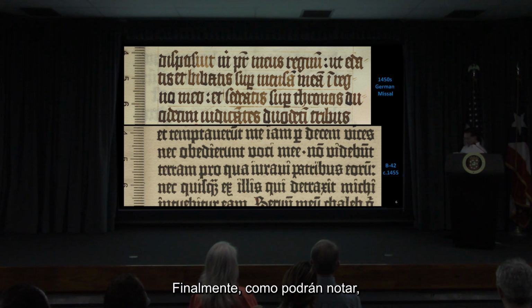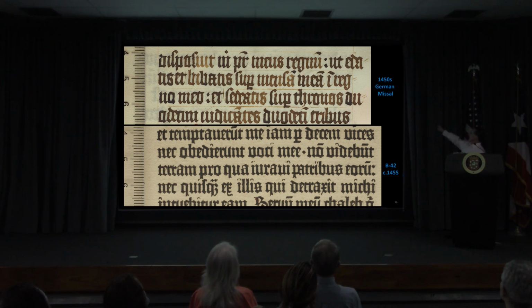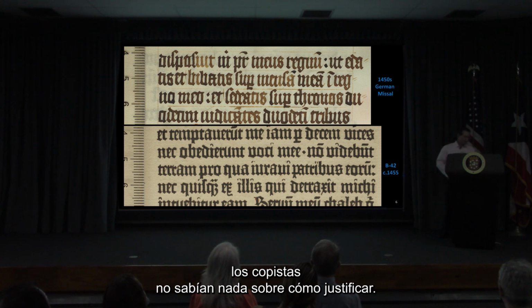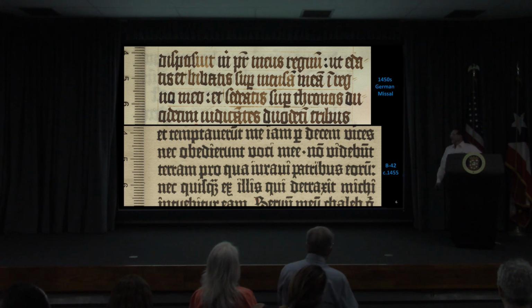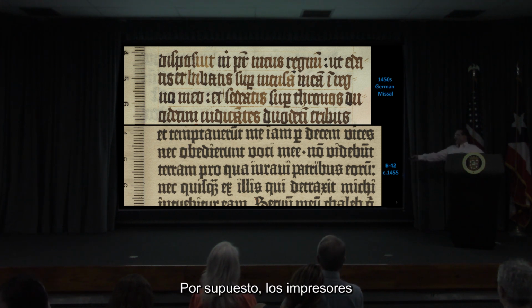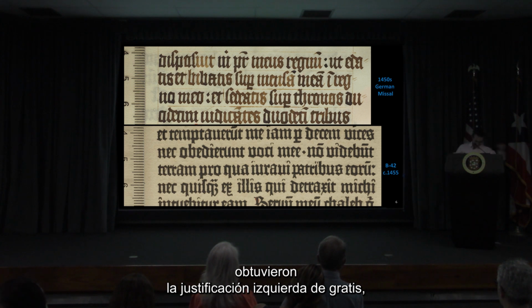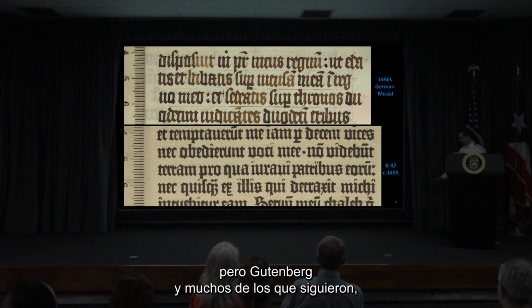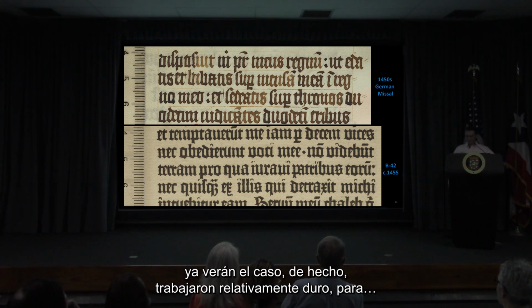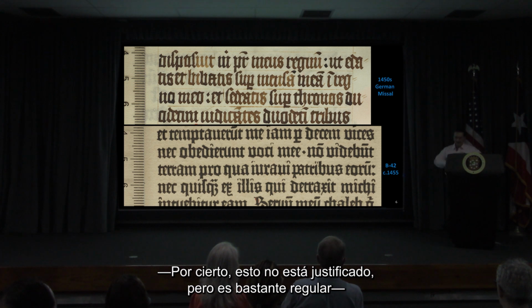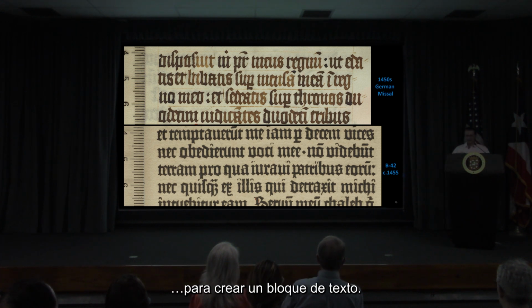Finally, as you can tell, scribes didn't know anything about justifying. Of course, printers got the left justification for free, but Gutenberg and many that followed, as we'll see, in fact worked relatively hard. This is not justified, by the way, but it's pretty regular, so as to create a text block.